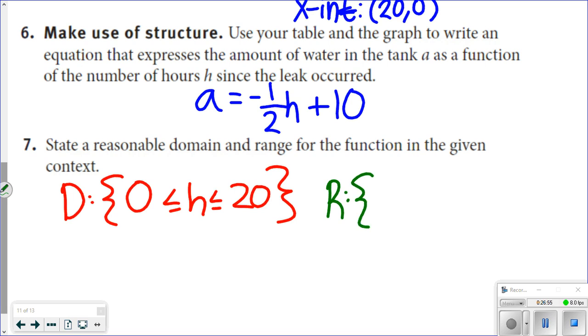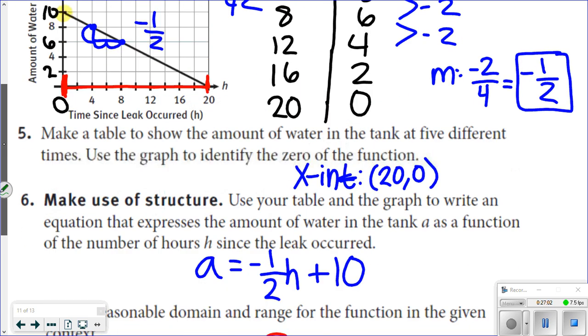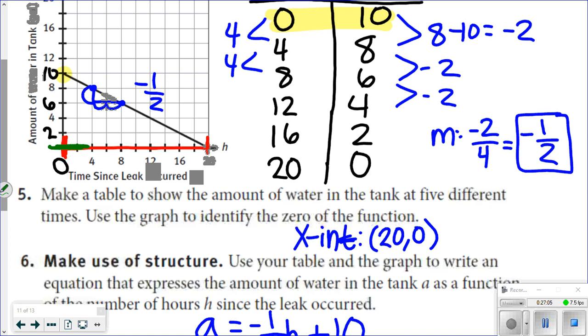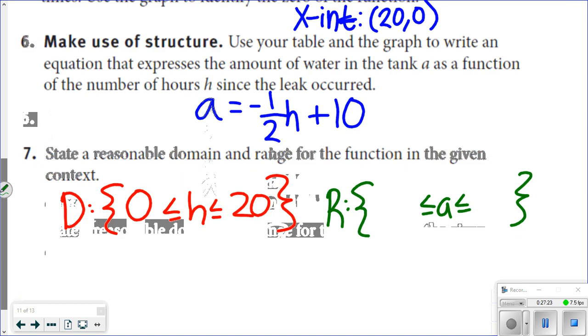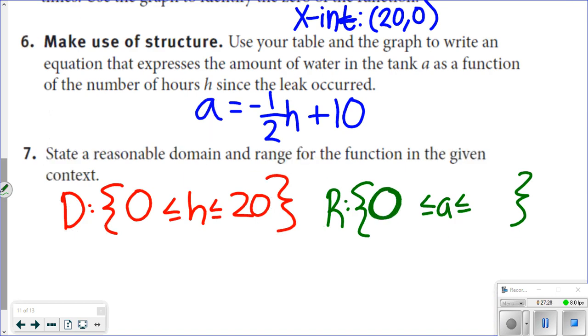Range, remember, we look low to high, up and down vertically on our graph. So low, we start here, and we're graphed all the way up to 10. Although my coordinate plane goes up to 20, my line starts at 10. So I need to say my range value is 10, not 20. So the amount of water is from 0, which means there's no water remaining in the tank, to 10.